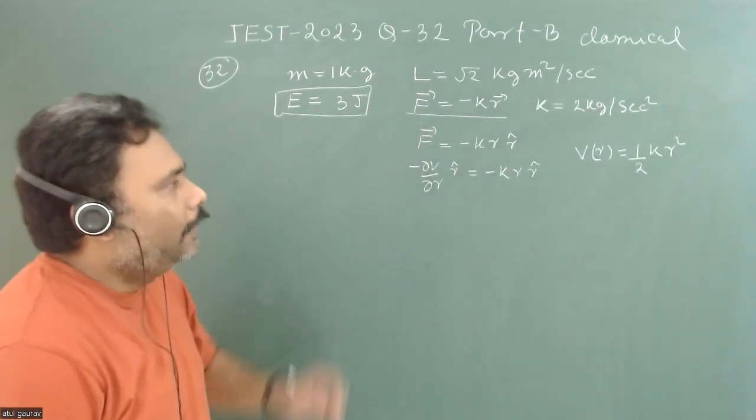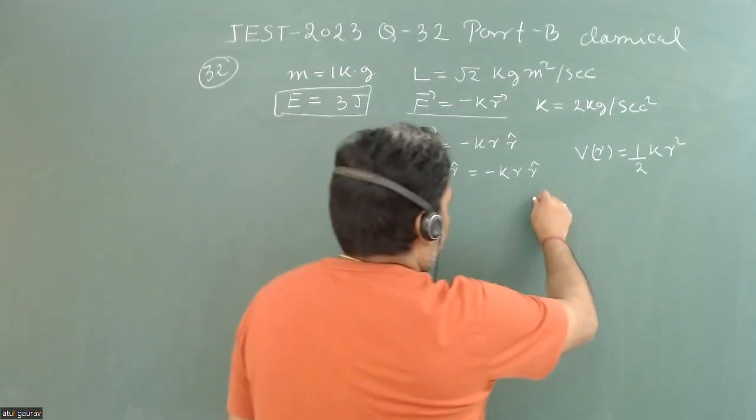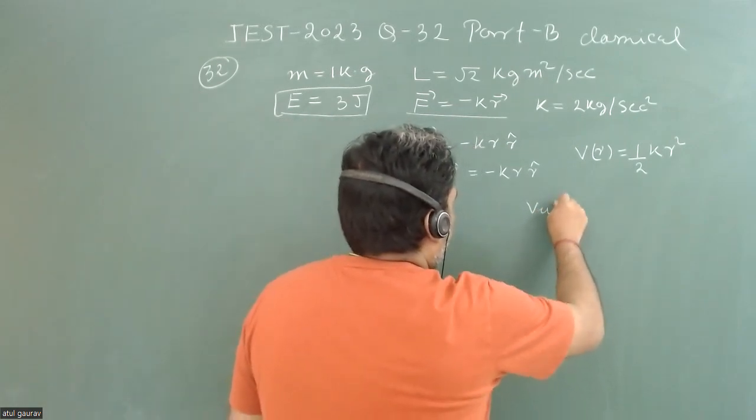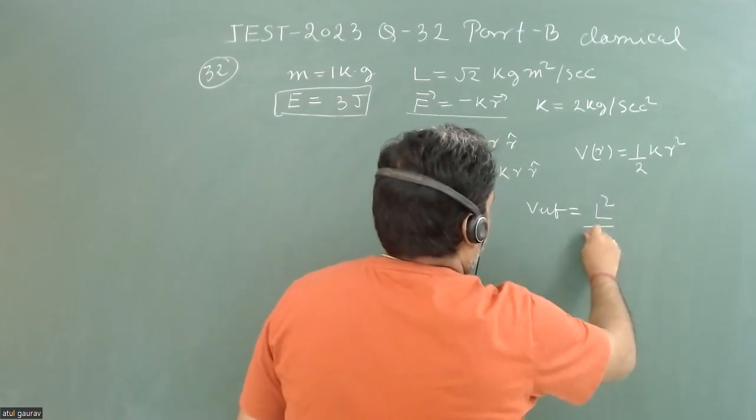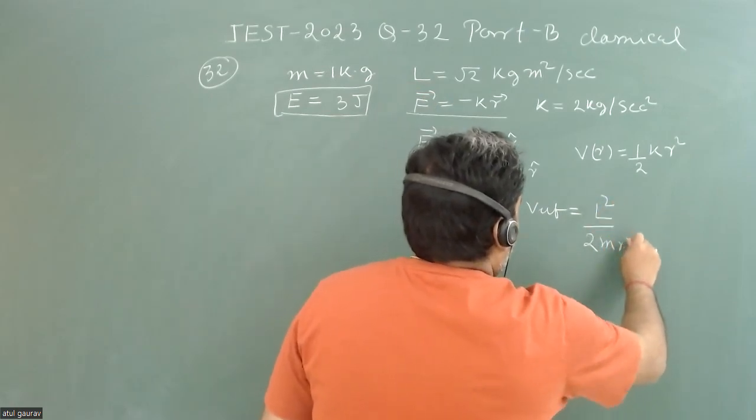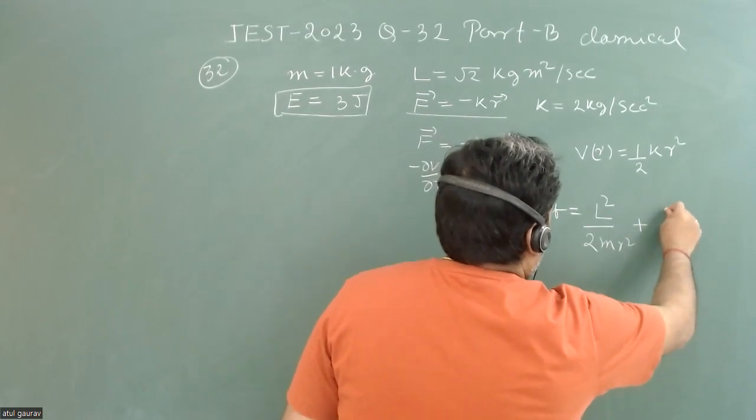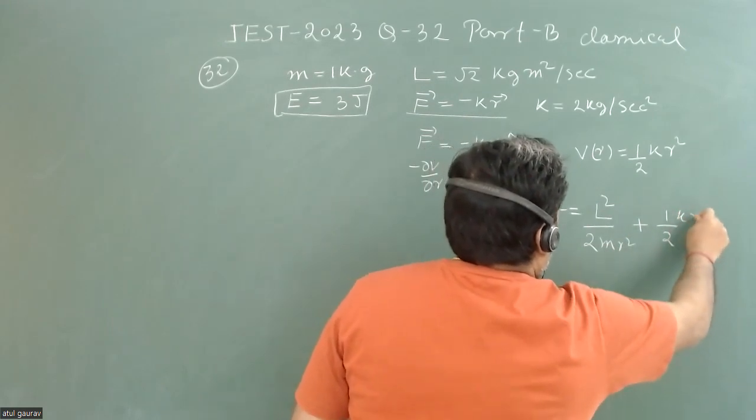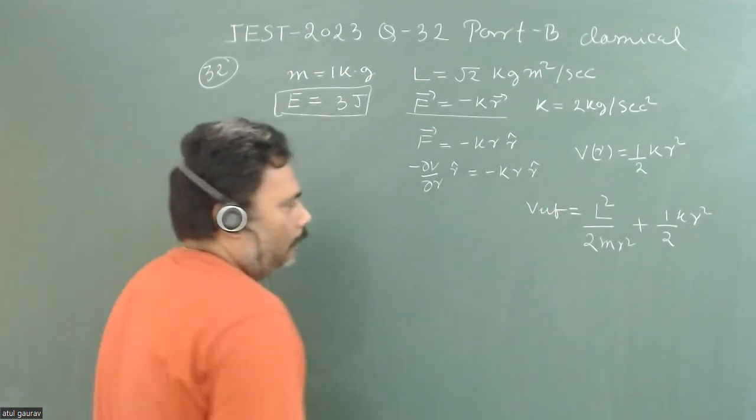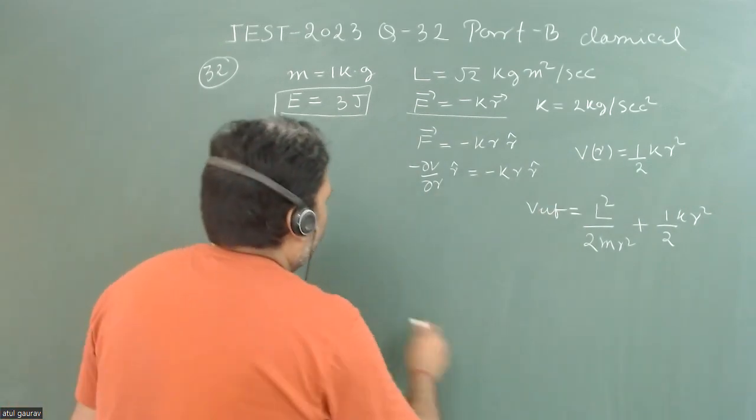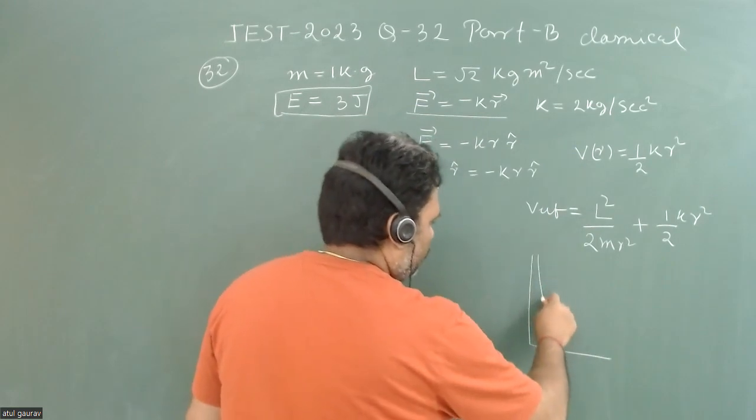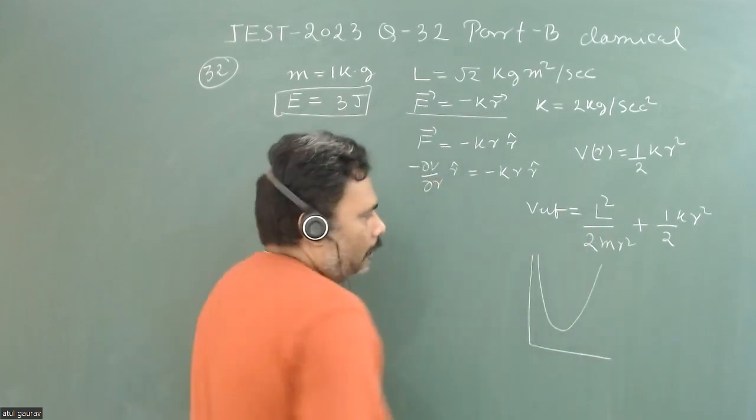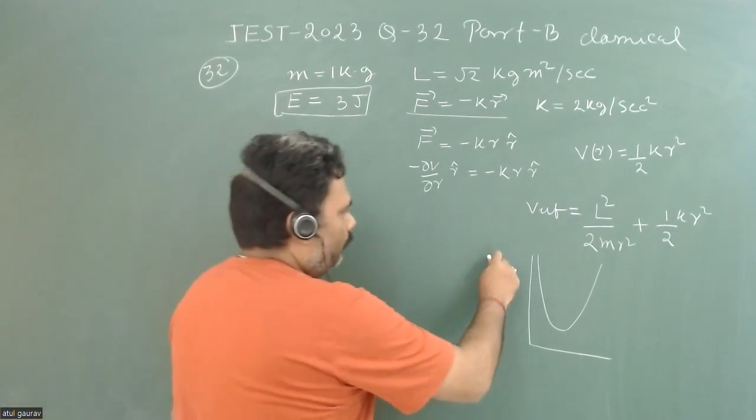And when we are going to plot the V effective for this particular potential, V effective is basically, L is angular momentum, L square upon 2m r square plus the potential energy, that is half k r square. So this is your V effective. And when you plot it, your plot is something like this. So this is your V effective versus r.